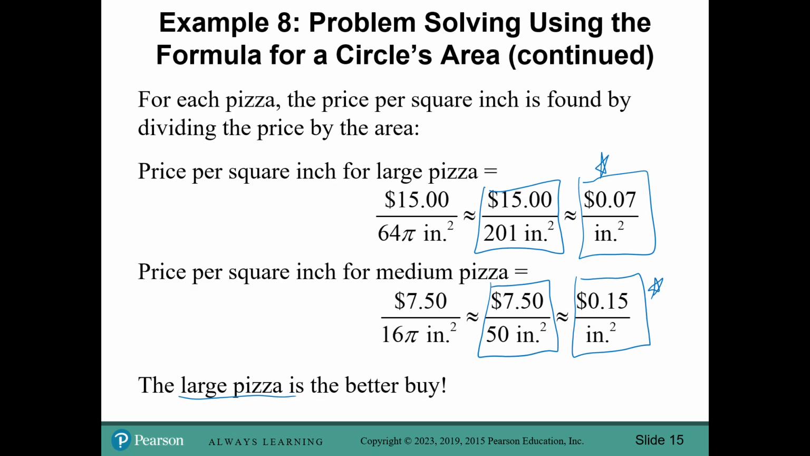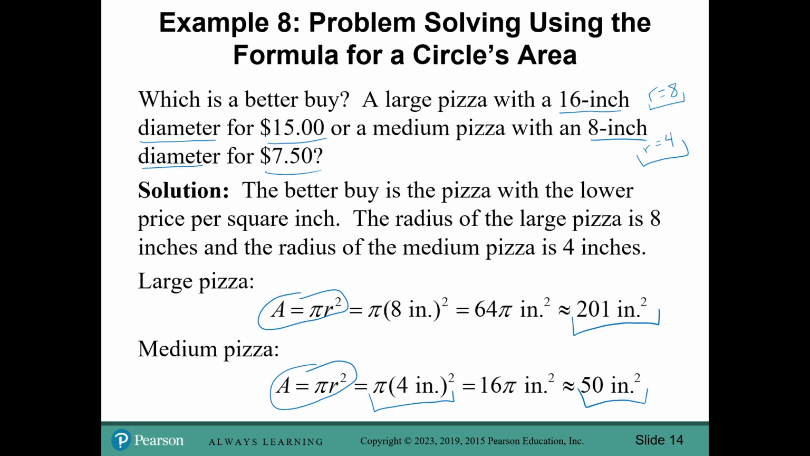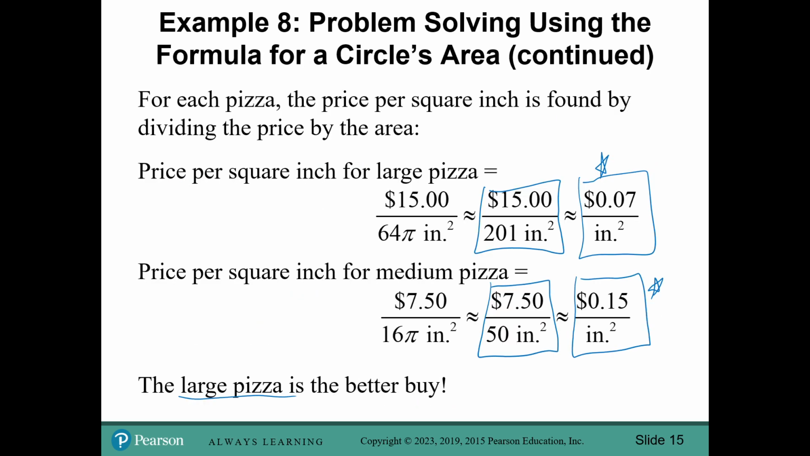What the pizza chain is trying to do here is make it look like it's the same, because a 16-inch diameter for $15, half of that for $7.50. But because the area formula doesn't play like that with the circle, it's not a direct ratio there, then you're really not getting as good a deal as you think right there. You're actually getting a much better deal here with the larger pizza than you are with the smaller pizza. You're paying less than half.